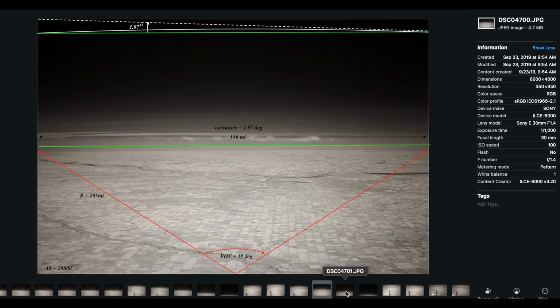So here's the amazing result when I position the horizon at the center of the image. Look how flat it is, just incredible. And we can do some interesting analysis here. By knowing the altitude, we can get a distance to the horizon of about 205 miles, okay, from the globe model.